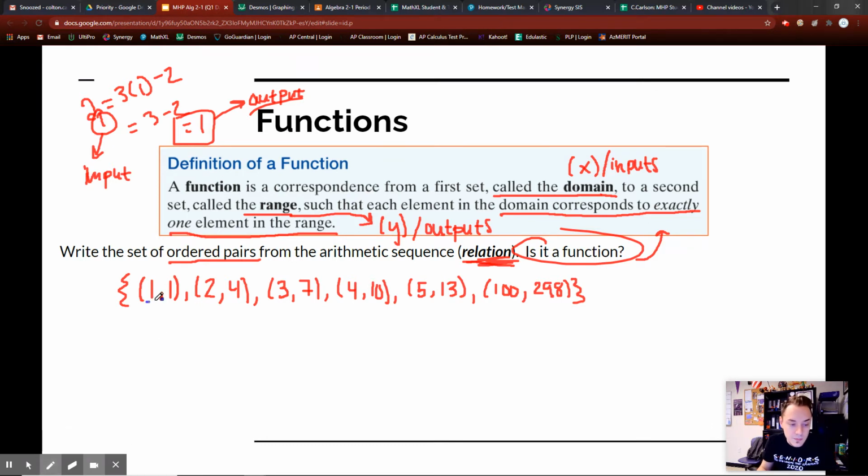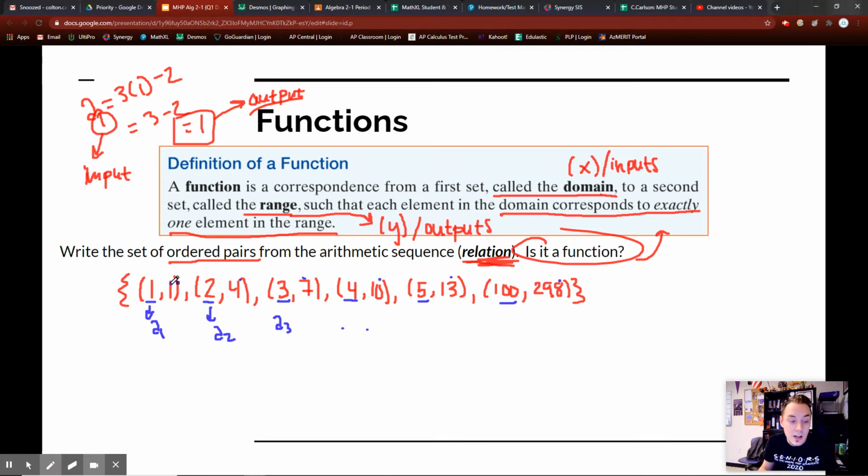Look at this. A sub 1, A sub 2, A sub 3, A sub 4, A sub 5, A sub 100. Okay, so this is A sub 1, this is A sub 2, this is A sub 3, and so forth. Now watch this. This is 1, 4, 7, 10, 13, and so on.